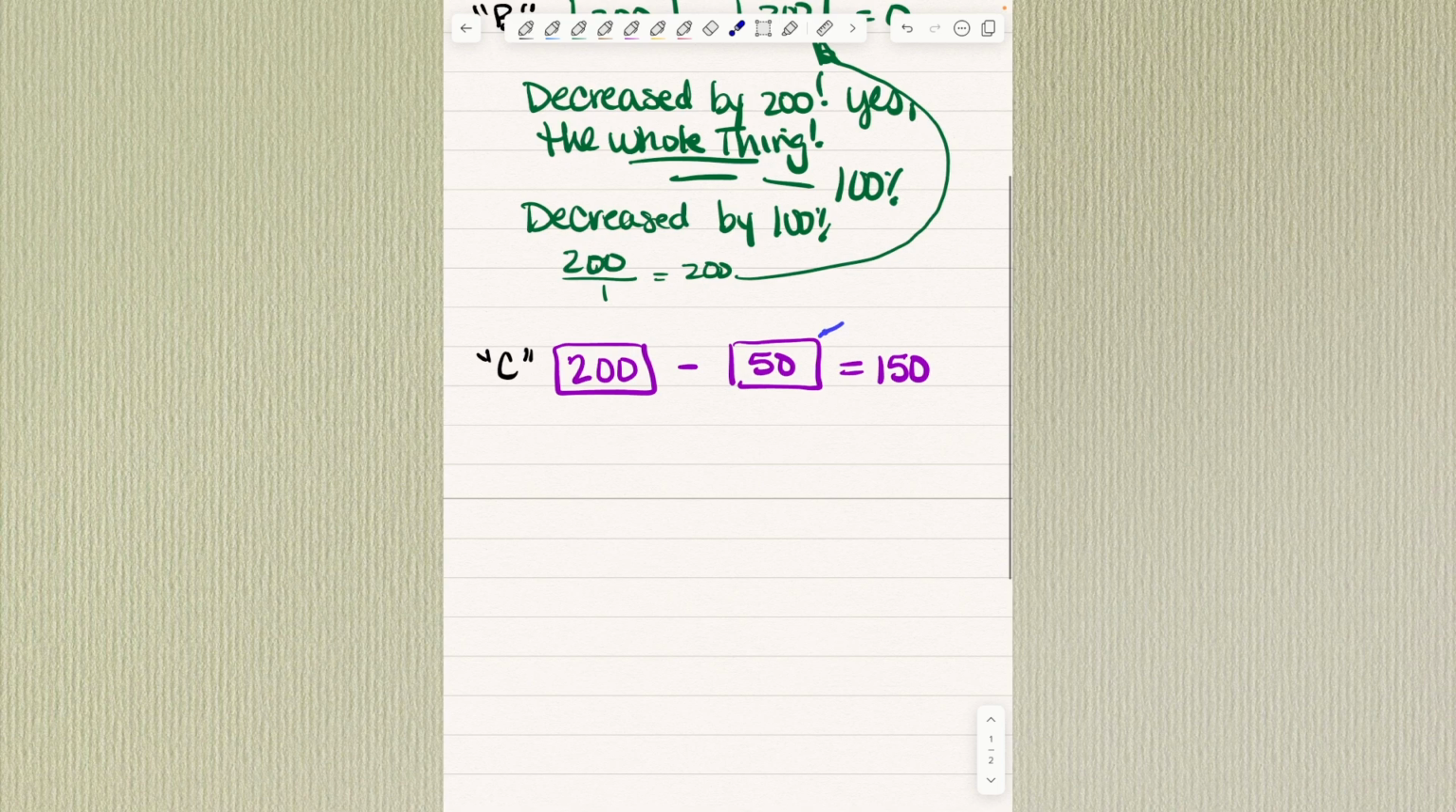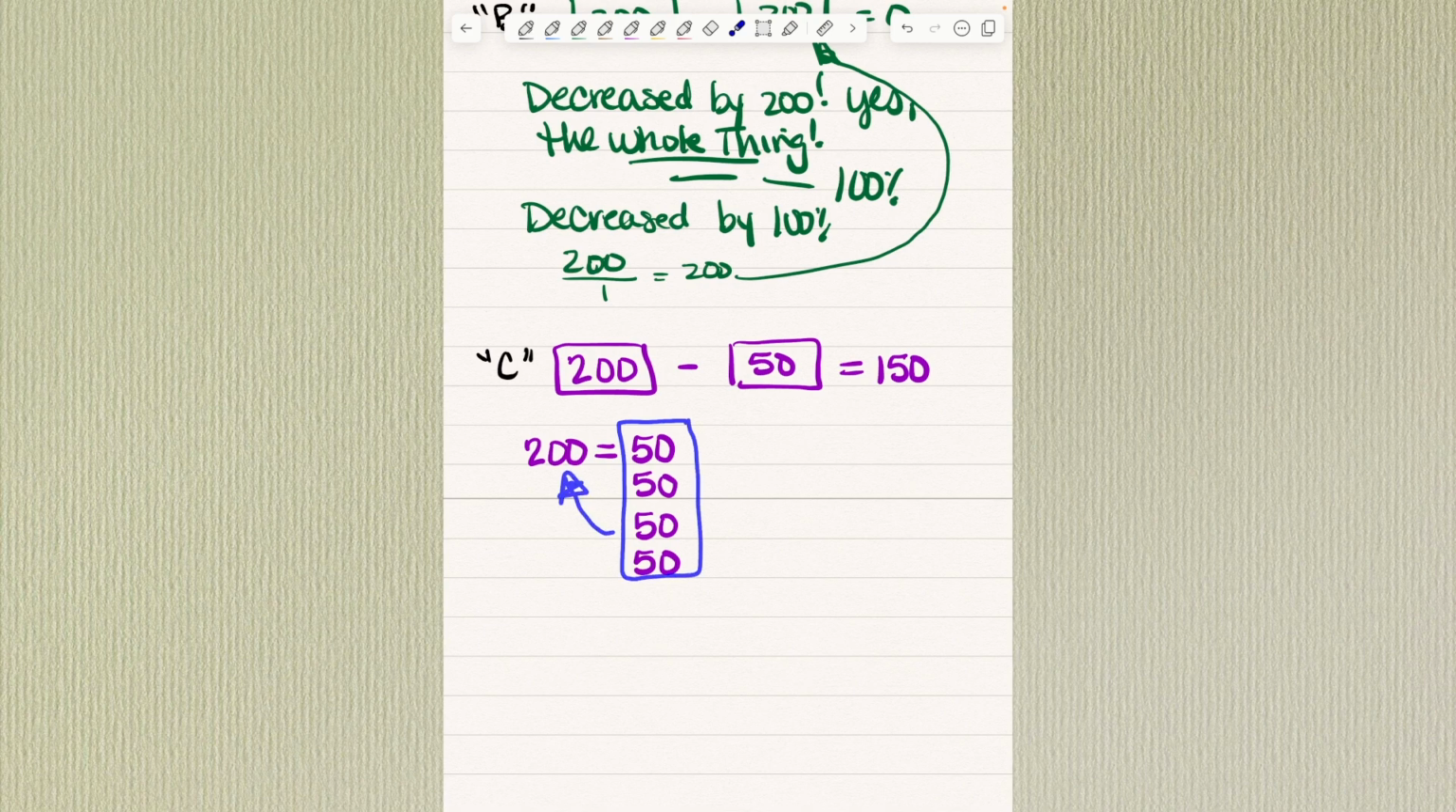Here you only took 50 of the 200. Well, you're like, well, how much of a decrease did I make then? Let me show you something. And this is without a calculator. 200, how many times can I take 50s and get 200? Well, that's 50 plus another 50 is 100, plus another 50 is 150, plus another 50 is 200. 4 50s gives me 200. You concur? Cool.